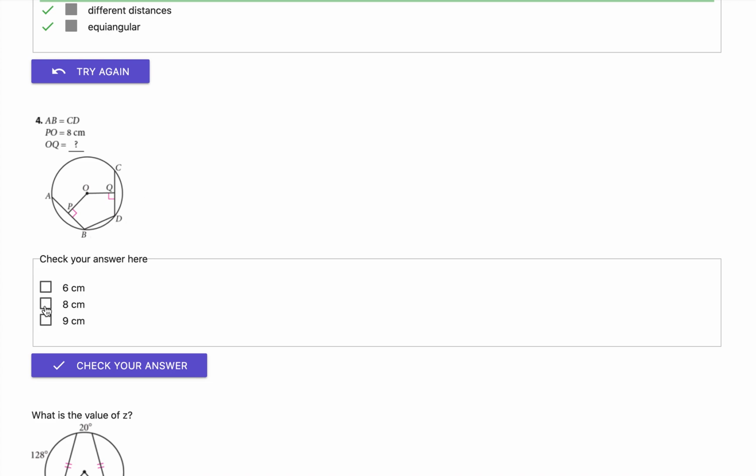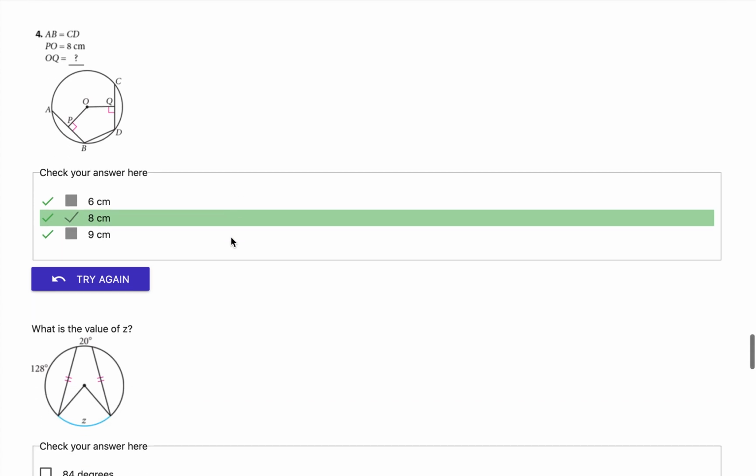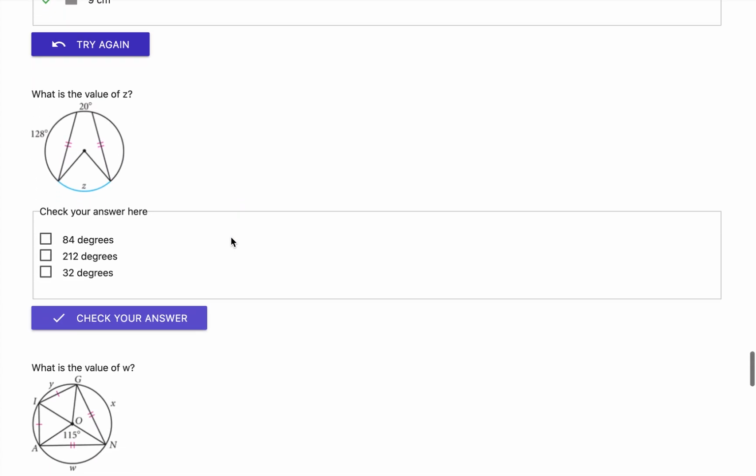It is going to be 8 centimeters because the perpendicular to congruent chords are always the same distance. So since we knew that the chords were congruent from that first statement, and we knew the distance of PO, we knew that the distance from OQ would also be the same. So that's also going to be 8 centimeters. Let's move on to the next question.